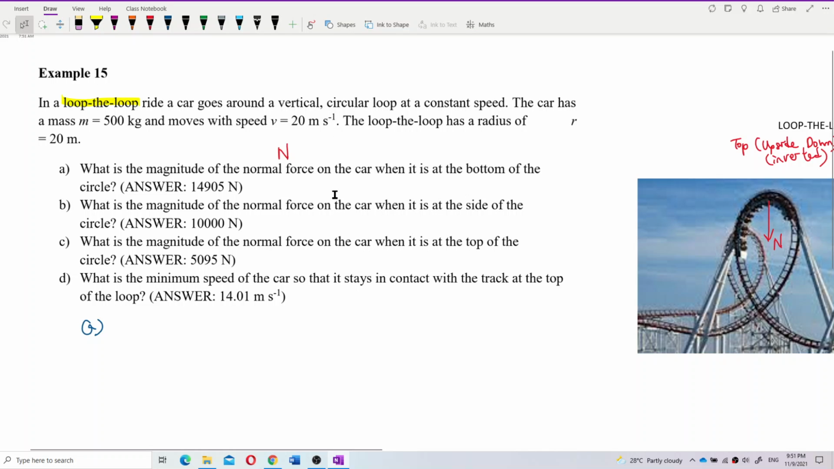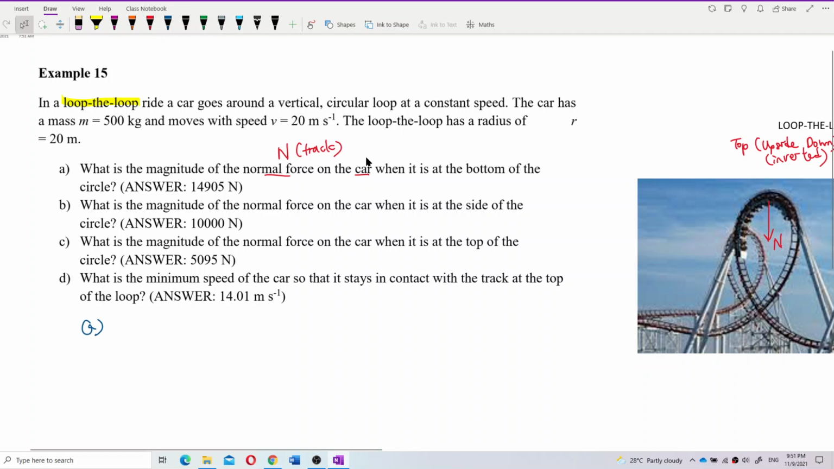Okay, all right. This is the normal force on the car. If you say normal force on the car, this one is normal force from the track. Okay, the track. If on the car, that means this is normal force from the track.